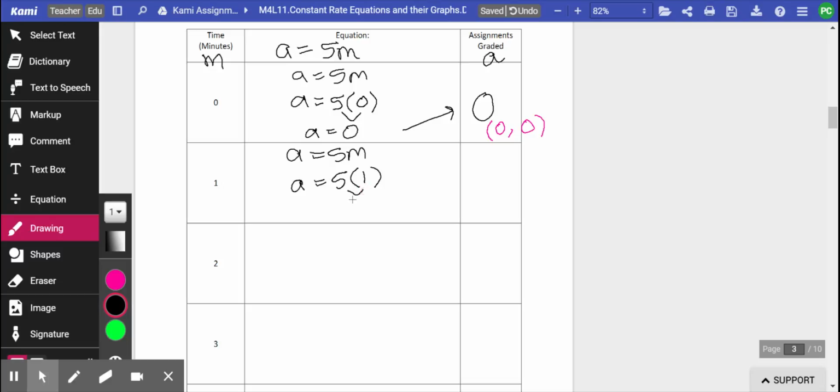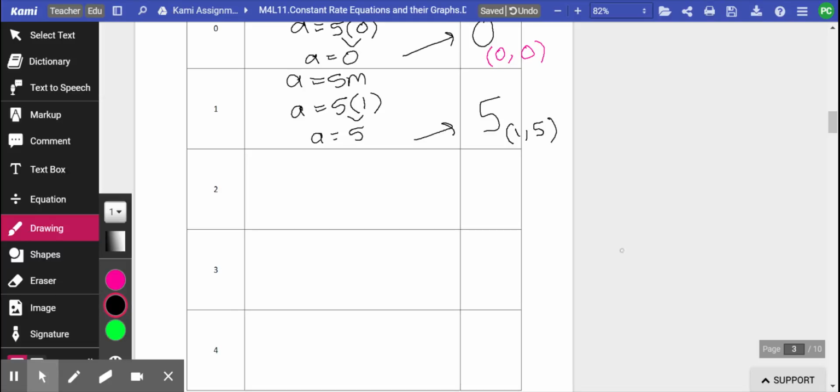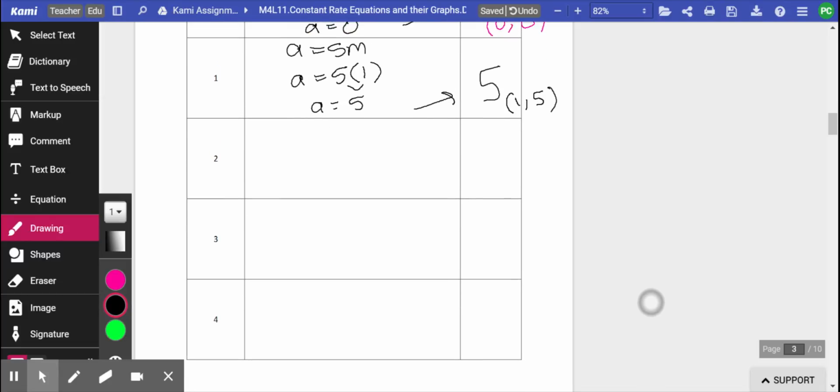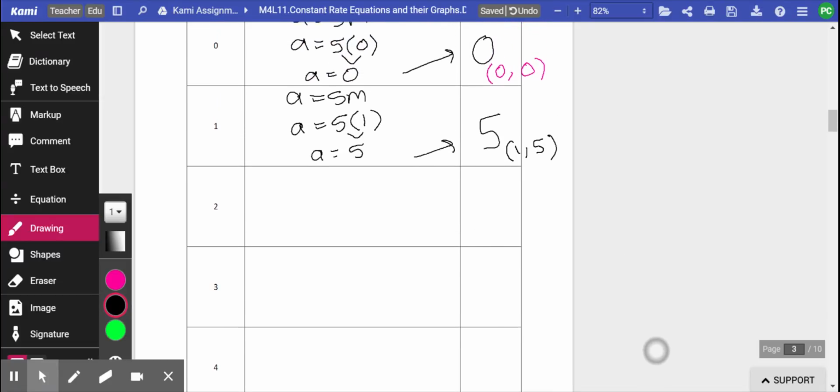5 times 1 is 5. So A equals 5 right there. I'm going to take that answer and I'm going to put that here. That means in 1 minute, I can grade 5 assignments. Just like that. And that makes sense, right? In 2 minutes, I can expect to grade 10 assignments. In 3 minutes, 15 assignments. In 4 minutes, 20 assignments.